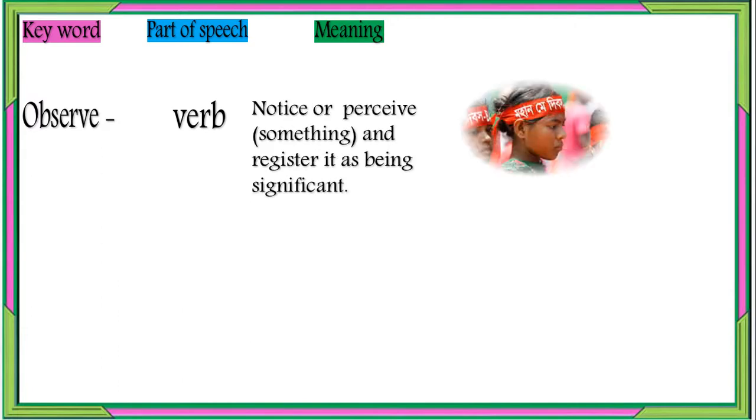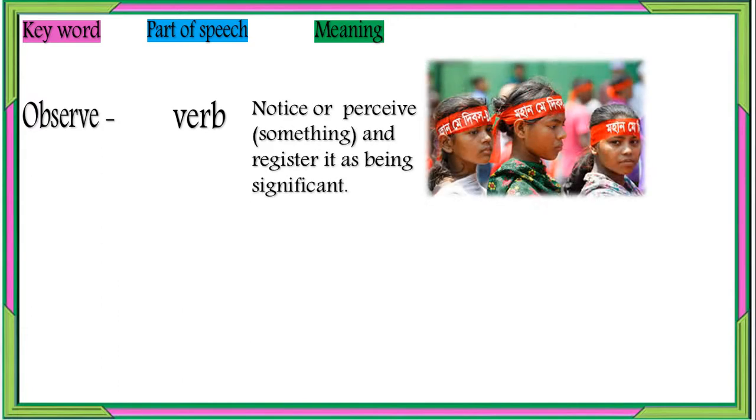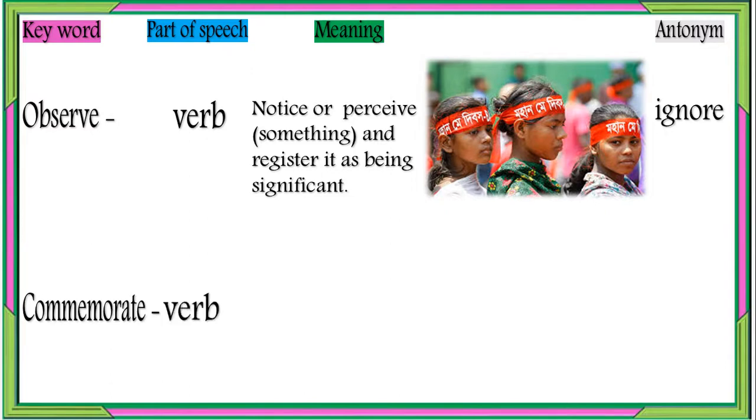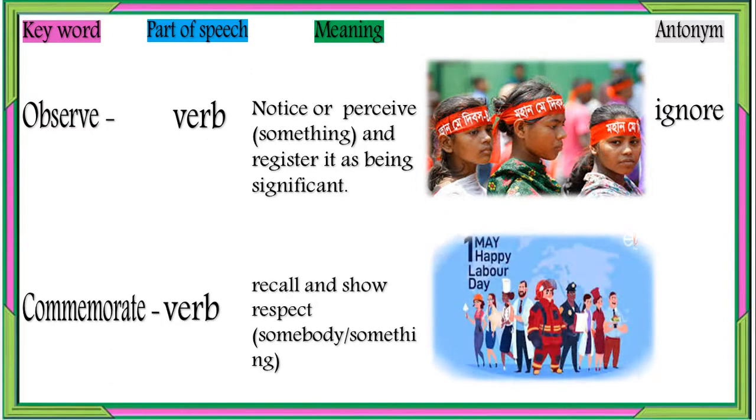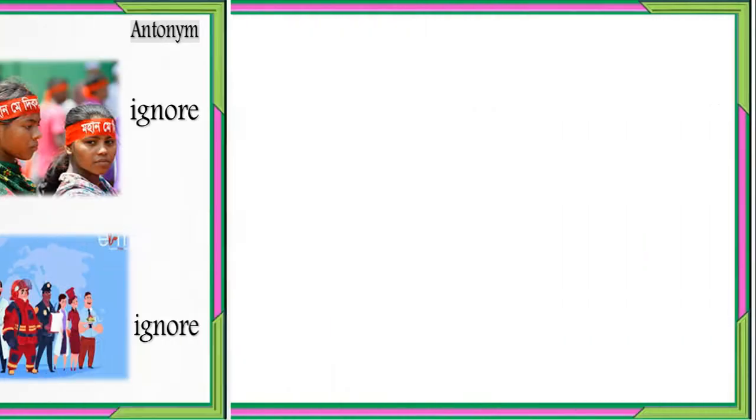Dear students, now we will learn some keywords from this lesson. The first keyword, observe. Part of speech: verb. Meaning: notice or perceive something and register it as being significant. Its antonym, ignore. Commemorate. It is a verb, and its meaning is to recall and show respect to somebody or something. Its antonym, ignore.